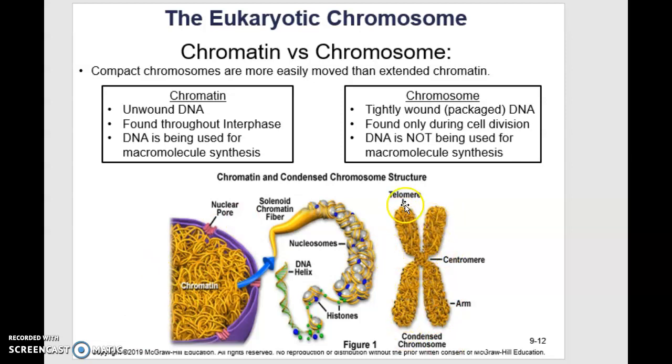So this is what the DNA looks like before nuclear division occurs, before mitosis. It's going to be tightly wound DNA around histones. It's found only during cell division, and the DNA in this form is too tightly packed to be used for synthesis, so it's just packed away that way.